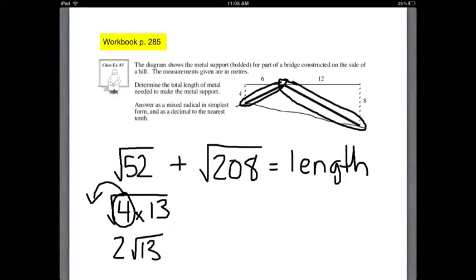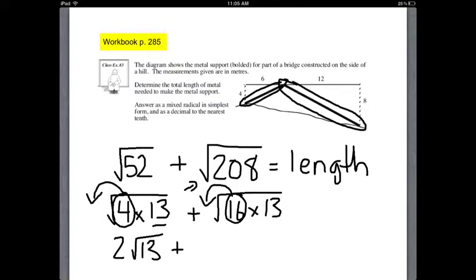This gives you a little bit of a hint for the second one. Since we're trying to collect these, try dividing 208 by 13 to see what you get. You should get 16 times 13 being your answer. This, of course, is a perfect square, so you can bring that out. So what you're left with is 4 root 13. Add those together because the radicands are now the same, and you're left with 6 root 13 as your answer.